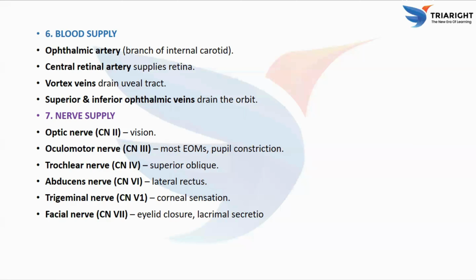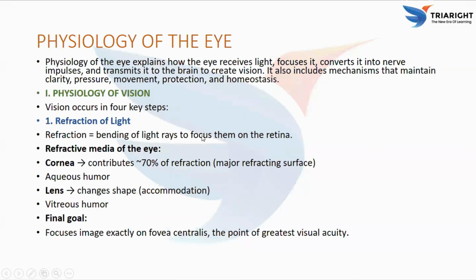So these are the nerves which help in the nerve supply to the eye. So this is about the anatomy of the adnexa. So now let's go into the physiology of the eye. What are the functions of the eye?